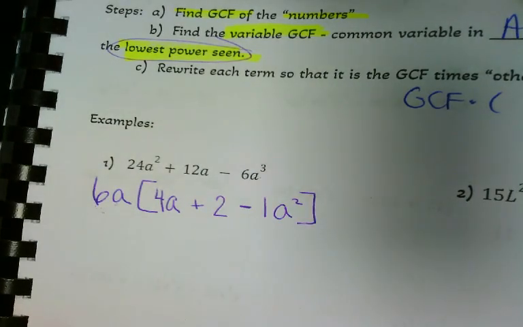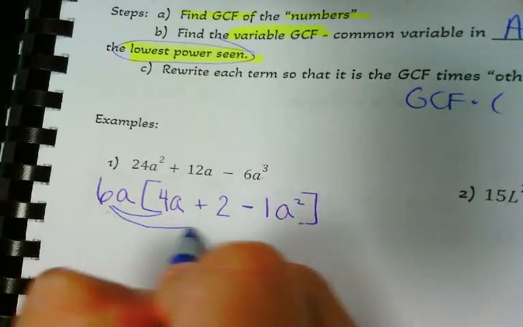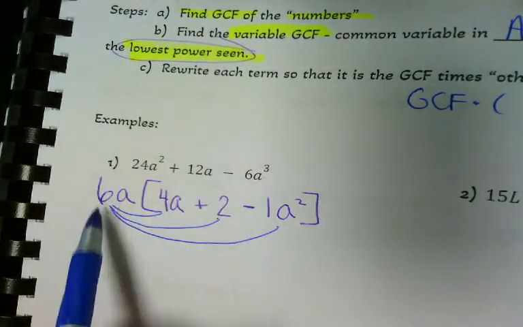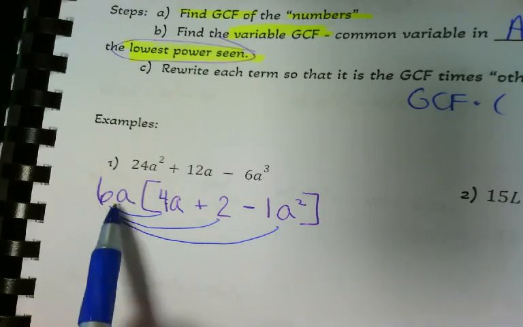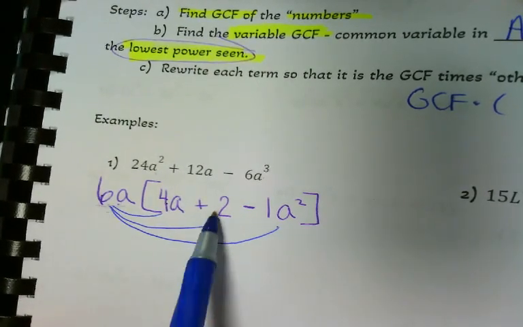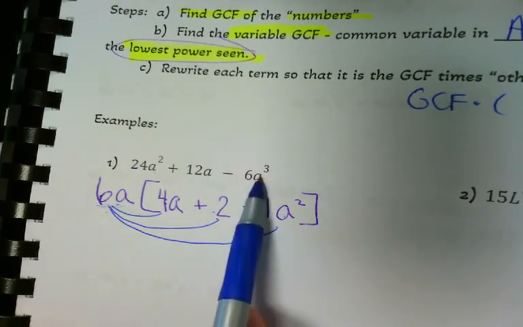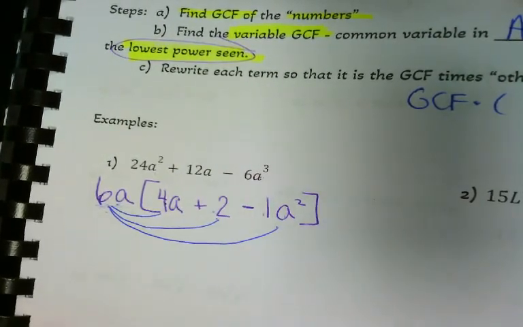Okay, so literally just pulling out a GCF. Now, what's great about GCF is you can always check to see if you're right. If you multiply this back through, you've got to get what you started with. So 6 times 4 is 24. A times a is a squared. Check. 6a times 2 is 12a. Check. 6 times negative 1 is negative 6. A times a squared is a cubed. It's got to work.